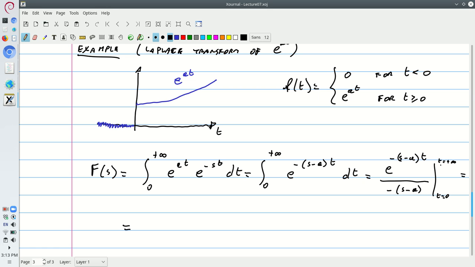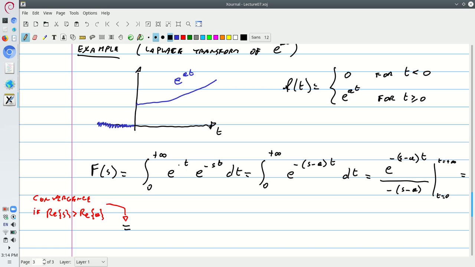So let's proceed. When t goes to infinity, we have some convergence issues. So when is it true that when t goes to infinity this exponential of minus s minus a t converges? It happens that we need to have that the real part of s needs to be greater than the real part of a. So I'm writing it here just so that we remember. Convergence if the real part of s is strictly larger than the real part of a.